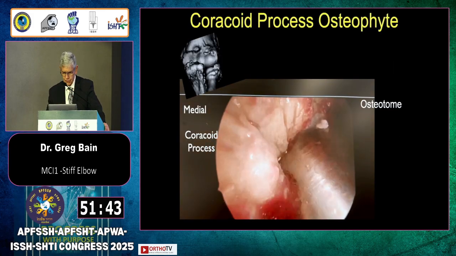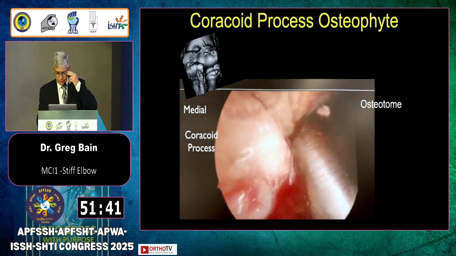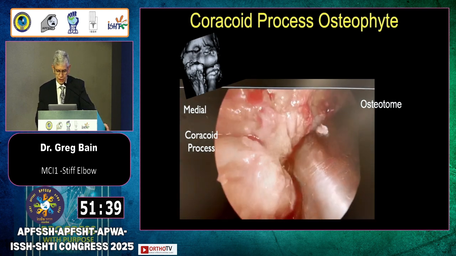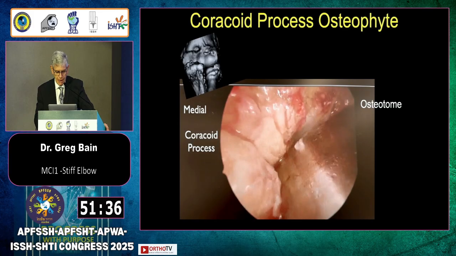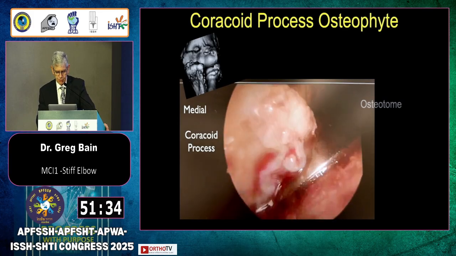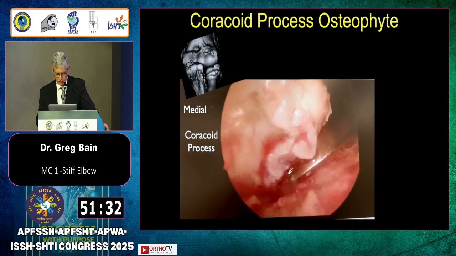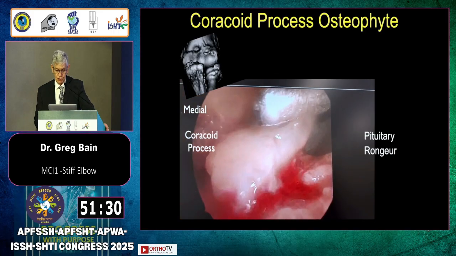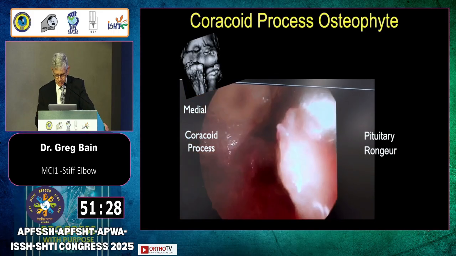So going on to the coronoid process, if there's significant osteophytes, I'll often put an osteotome in the lateral portal, and under direct arthroscopic vision, excise the osteophyte and take it out with a pituitary rongeur or some sort of grasper.